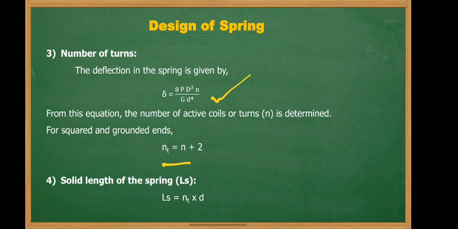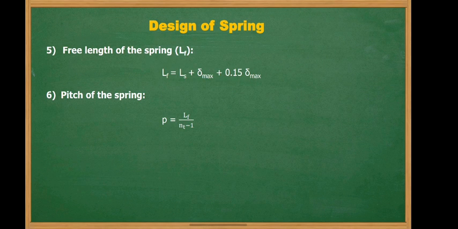Next is the solid length of the spring, which is calculated by using Ls is equal to Nt multiplied by d. Next is the free length of the spring, which is Lf is equal to Ls plus delta max plus 0.15 delta max, and last is the pitch of the spring, that is small p is equal to Lf upon Nt minus 1. So this is the design procedure of the spring wire.